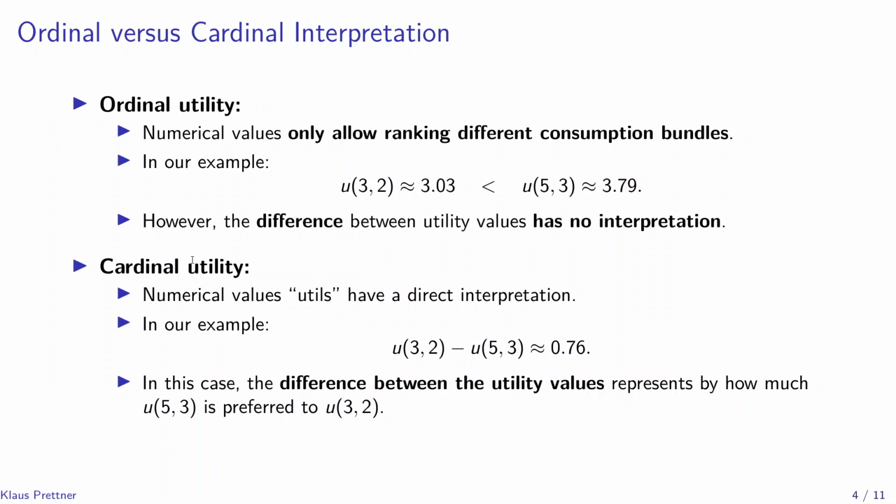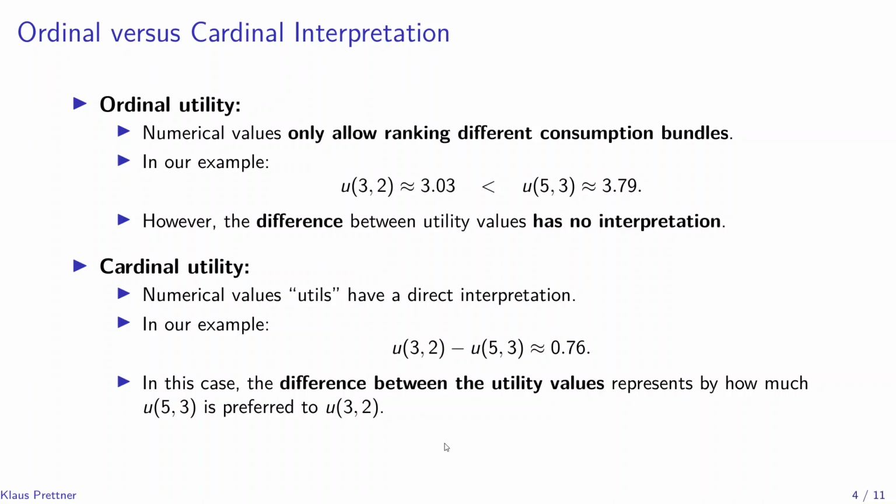Then there is the cardinal utility interpretation. In this case, one would really interpret the numerical values, the outcomes of the utility function, as utils or something like that, which would have a direct economic interpretation. So in this case, we could represent the difference in the outputs of the two utility functions here as 0.76. And in this case of a cardinal utility interpretation, the difference between the two would measure by how much the consumer prefers the consumption bundle 5.3 to the consumption bundle 3.2.